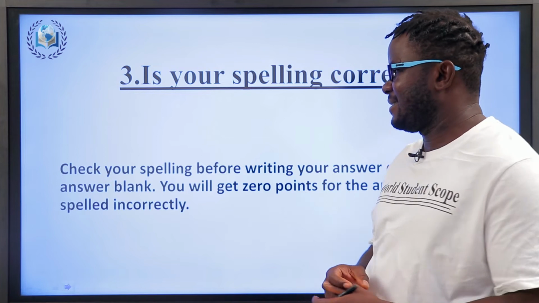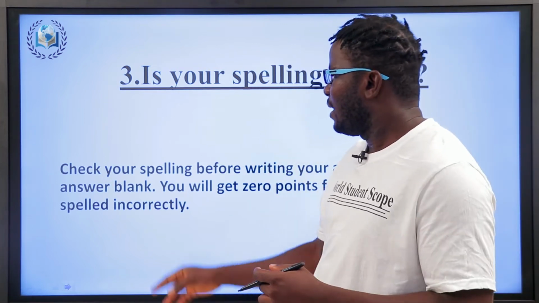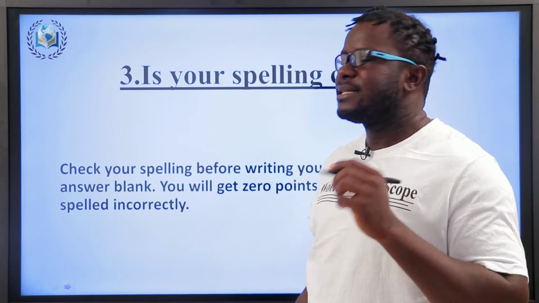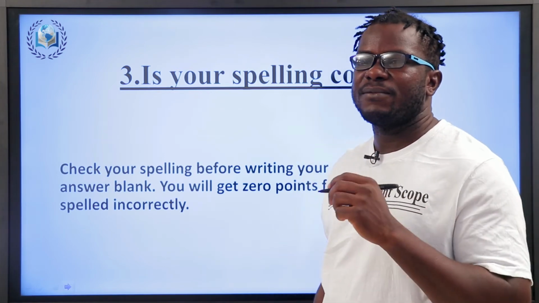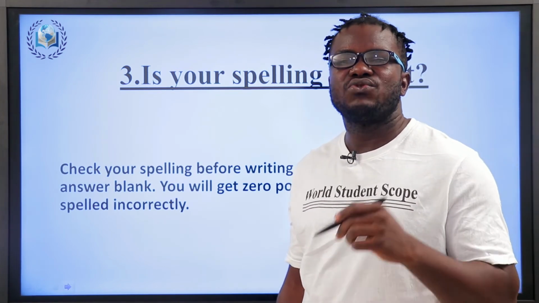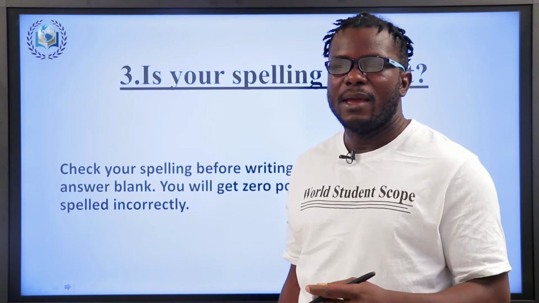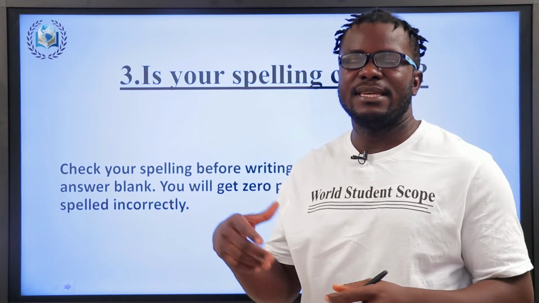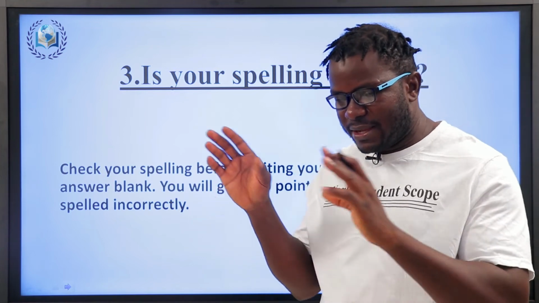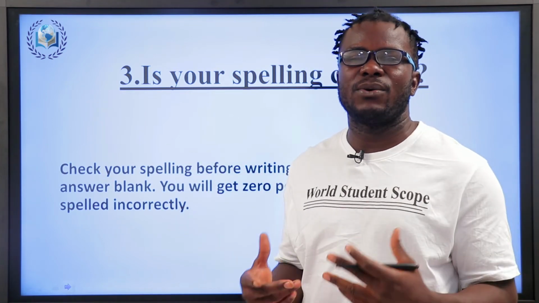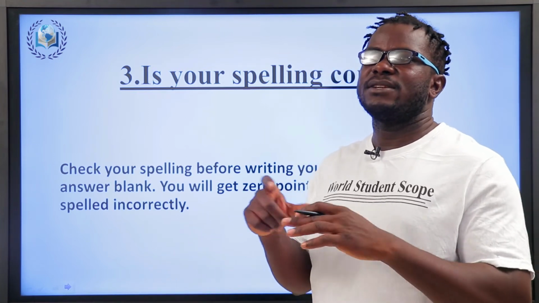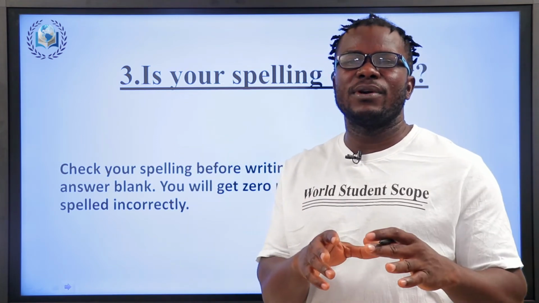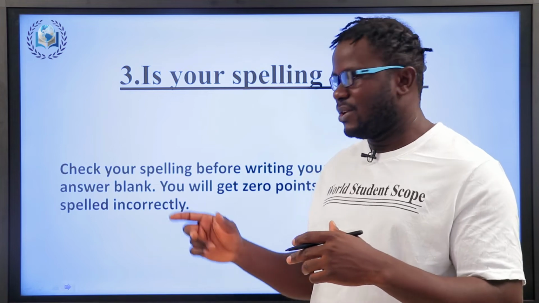Is your spelling correct? Which is the third point. Now, check your spelling before writing your answer on your answer blank. This is one of the most important parts. If you are not sure of a word you are spelling, try to put it in syllables to spell. Because breaking a word down into syllables helps you to spell the words easily. So just try to remember something that is similar to that particular word. For example, if the word given to you is influence, think of which word is most similar to the word influence and put it into syllables and try spelling it.